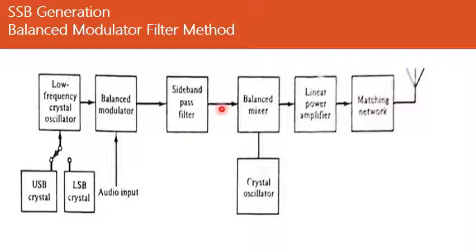The filtered signal is up converted in a mixer to the final transmitter frequency and then amplified before being coupled to the antenna. Linear power amplifiers are used to avoid distorting the sideband signal, which might result in the regeneration of the second sideband or distortion of the modulated information signal. So this is the working principle.